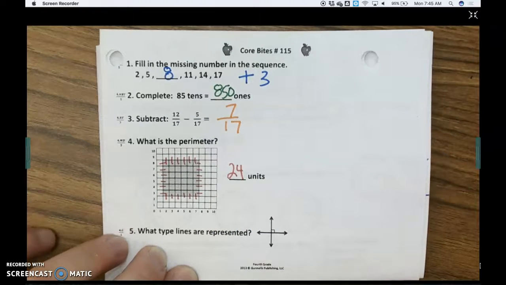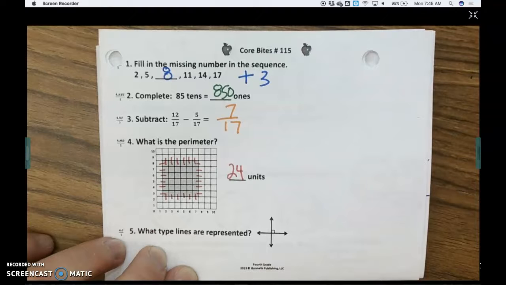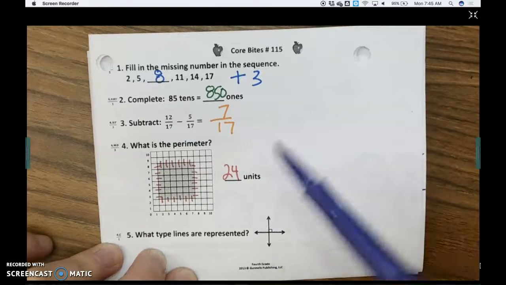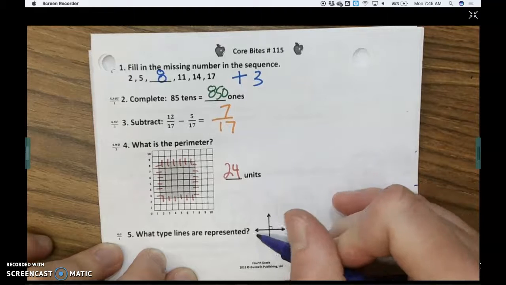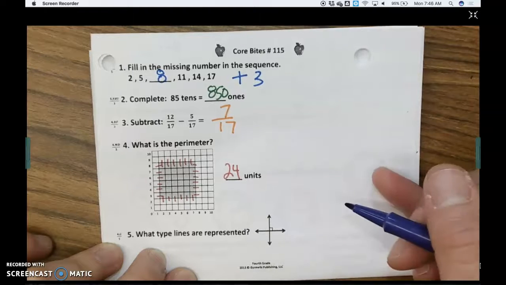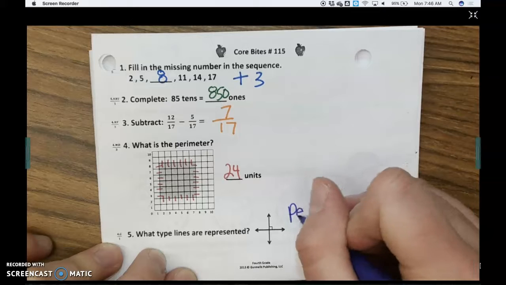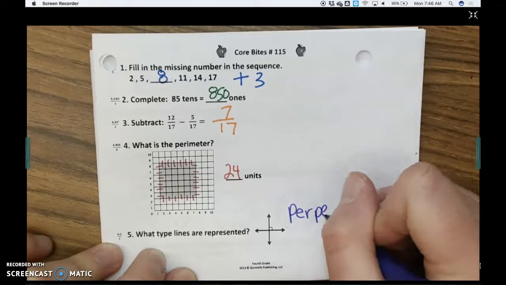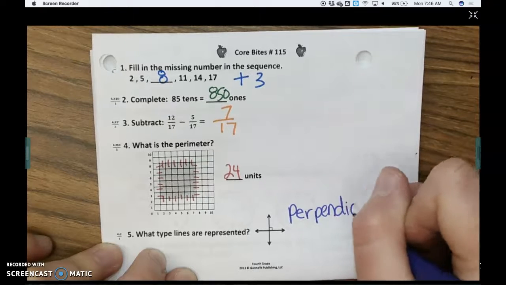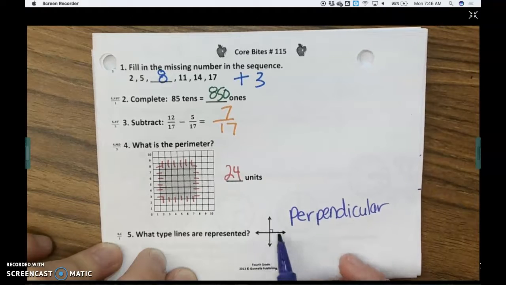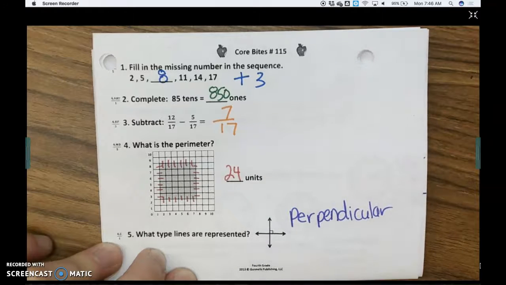Okay? And then for number 5, what types of lines are represented? You see they are perfectly crossing in a plus sign with this right angle right here. So we call these perpendicular lines. Okay? So just imagine you're at stop signs and that's where you're crossing. Okay? All right, check yours.